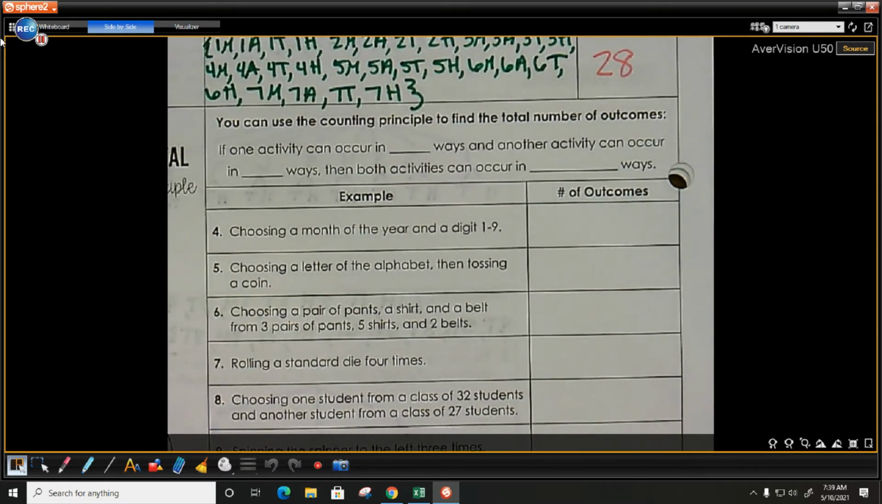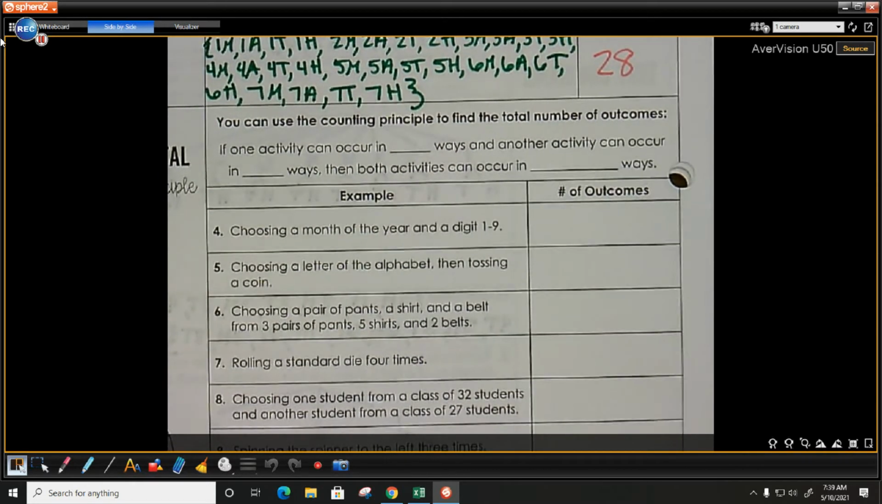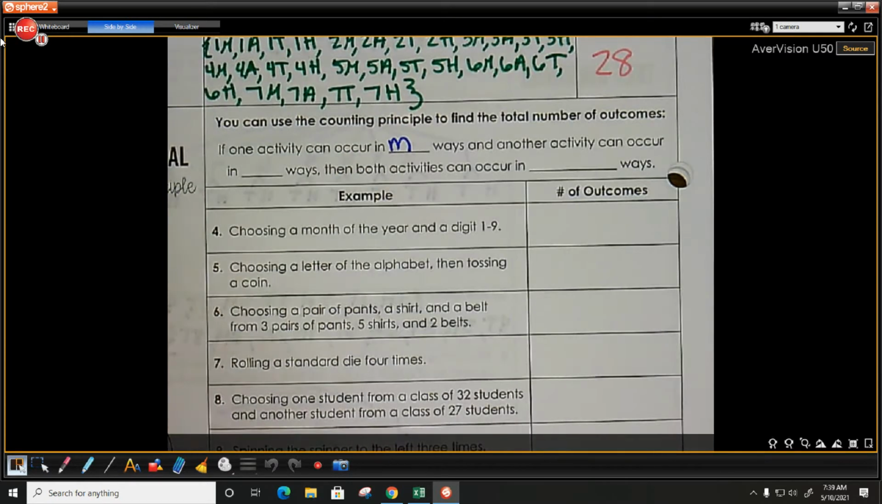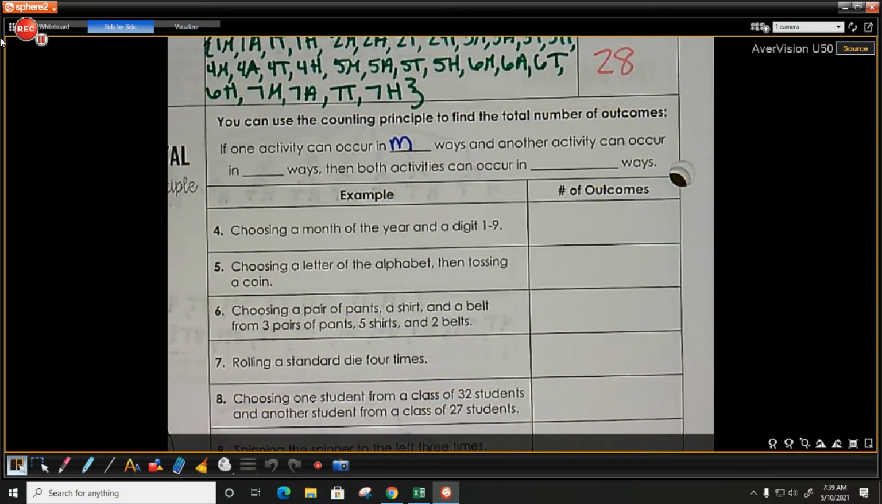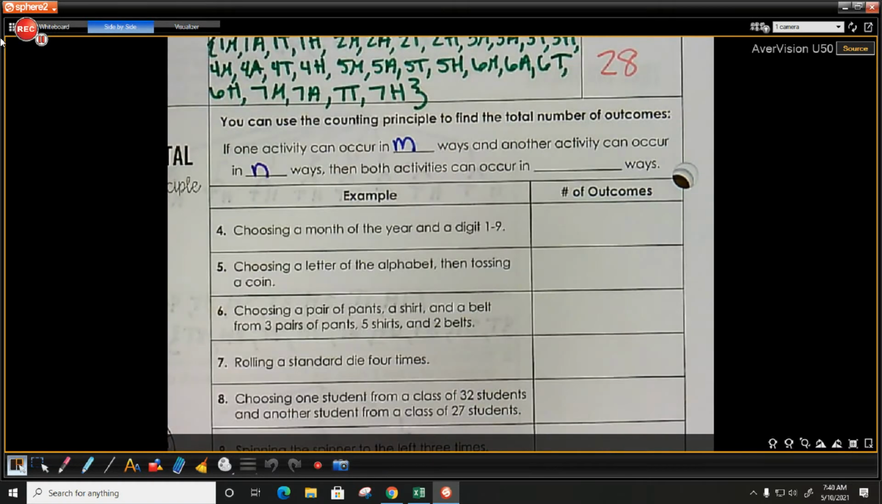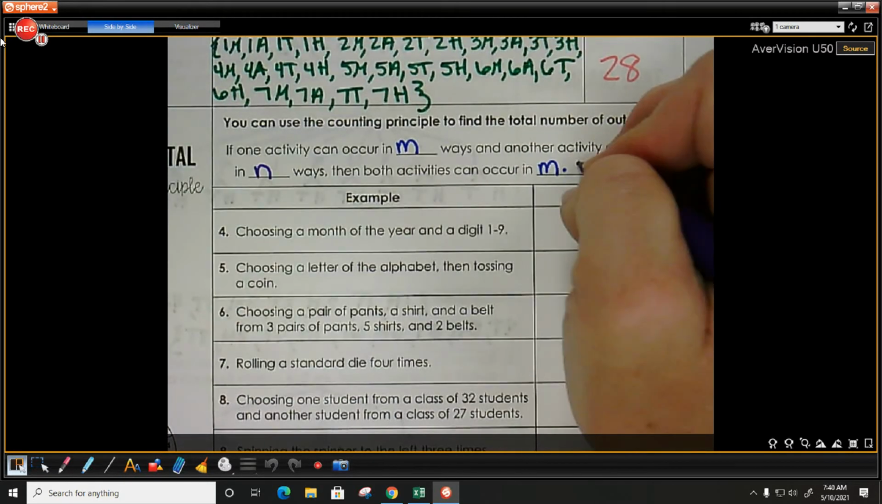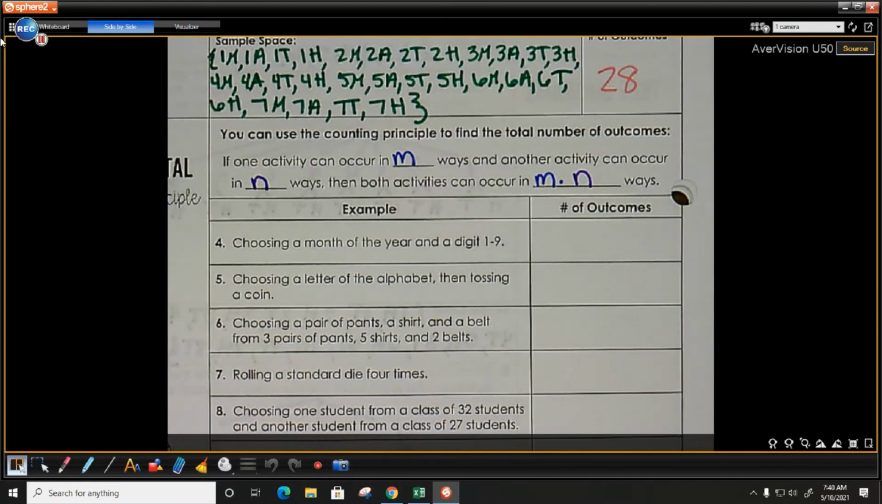You can use the counting principle to find the total number of outcomes. If one activity can occur in M ways, and another activity can occur in N ways, then both activities can occur in an M times N number of ways. So you just multiply the two number of outcomes. Okay?